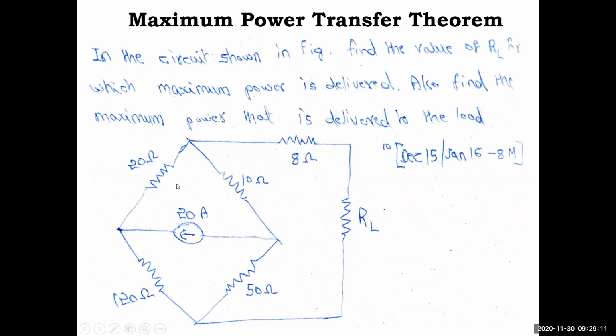So note down this network: 120 ohm, 50 ohm, 10 ohm, 20 ohm, 8 ohm and RL, and there is a 20 amp current source connected here. Note down this.